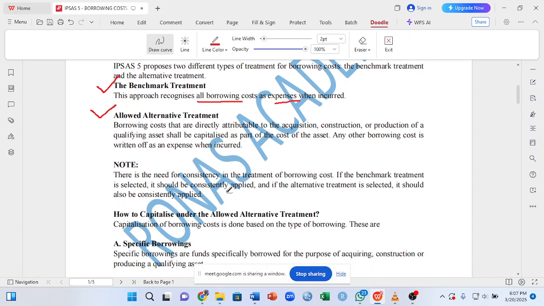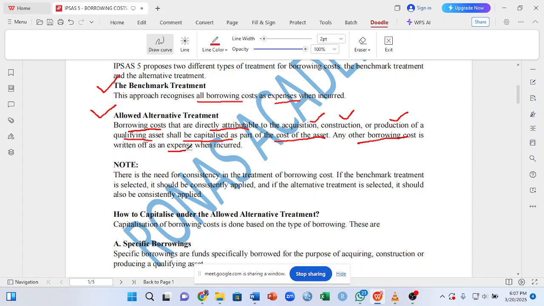If you are using the allowed alternative treatment, and that's the same thing you do for IFRS 23, you only capitalize the borrowing cost that relates to the qualifying asset. Here we say that the borrowing costs that are directly attributable to the acquisition, construction, or production of the qualifying asset shall be capitalized. That's the only one you capitalize as part of the cost of the asset. When we say capitalize here, it means you are going to add it as part of the cost of the qualifying asset. Whereas if you have any other borrowing cost, you expense it.